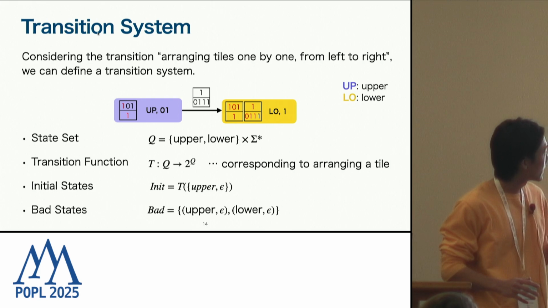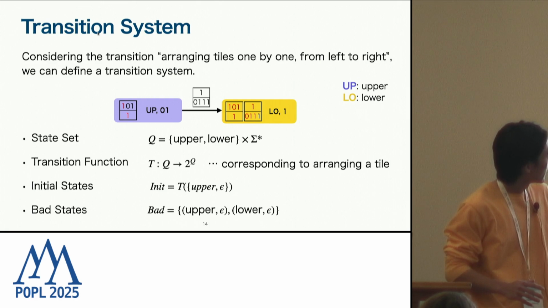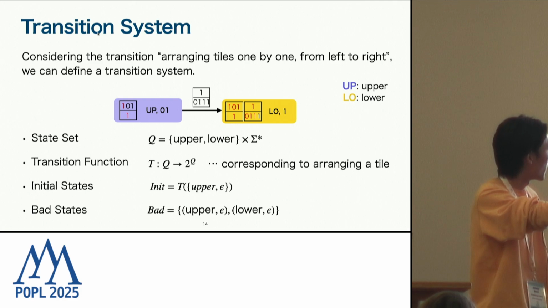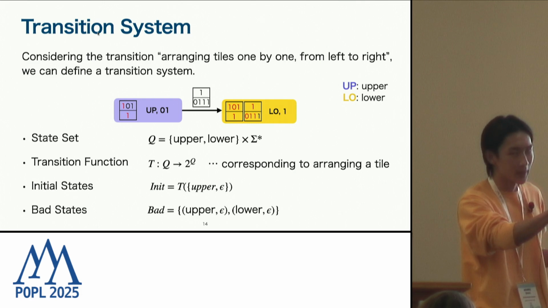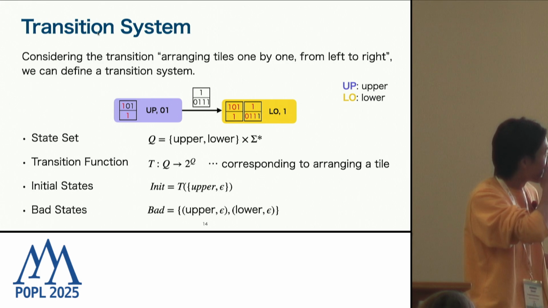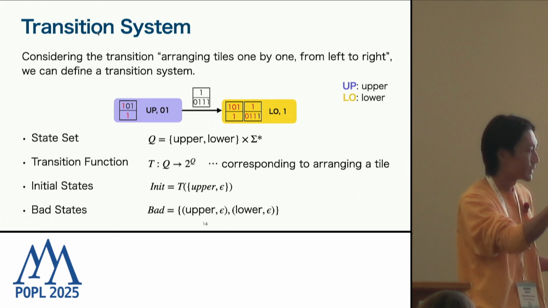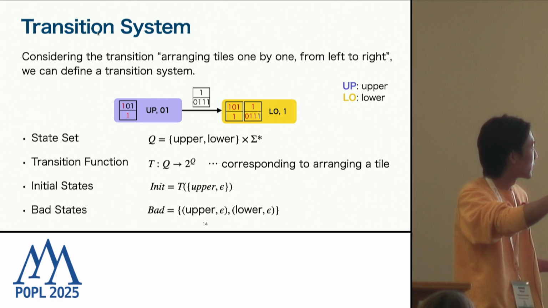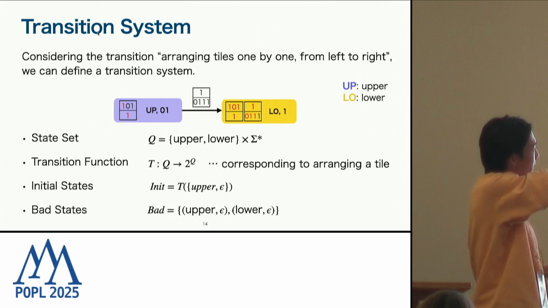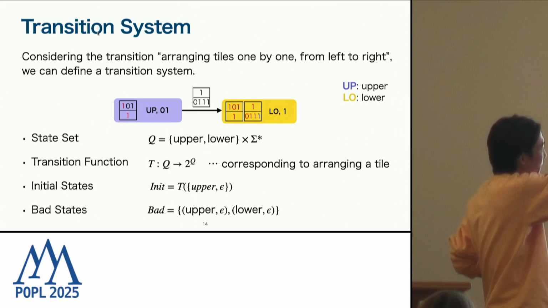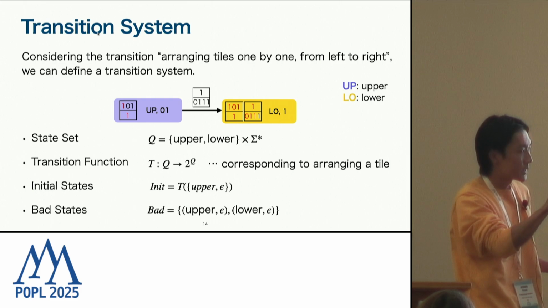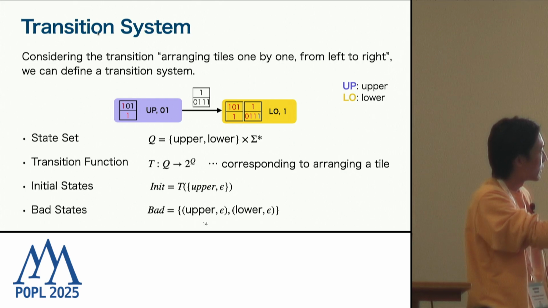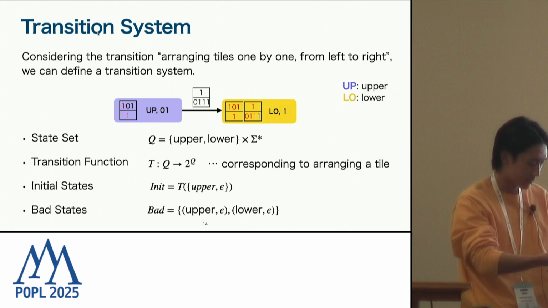In this example, the first tile is arranged, and now the bottom word matches with the first character of the upper tile. So as a result, 0, 1 remains on the upper side, right? So we denote this state as upper 0, 1. And by applying the tile, the upper word becomes 0, 1, 1 by concatenating the 1 to the remaining 0, 1. And 0, 1, 1 matches with the first three characters of the bottom word. And as a result, lower 1 is the resulting state.